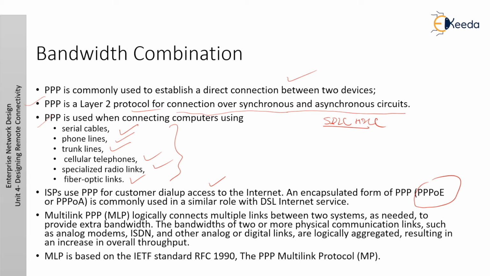A multilink point-to-point protocol, also abbreviated as MLP, logically connects multiple links between two systems as needed to provide extra bandwidth. The bandwidth of two or more physical communication links, such as analog modem, ISDN, and other analog or digital links, is logically aggregated, resulting in an increase in overall throughput. MLP is based on IETF standard RFC 1990, the point-to-point multilink protocol, or MP.